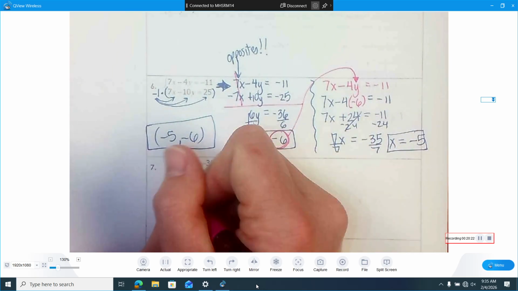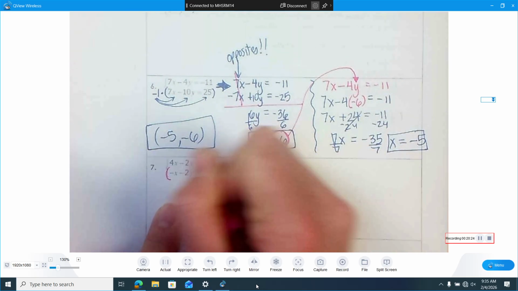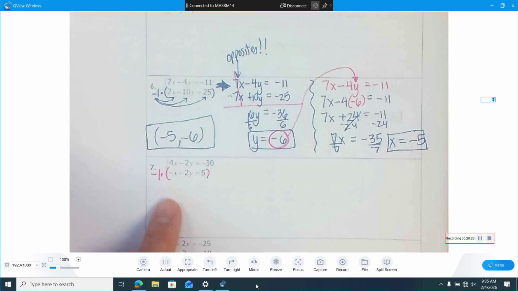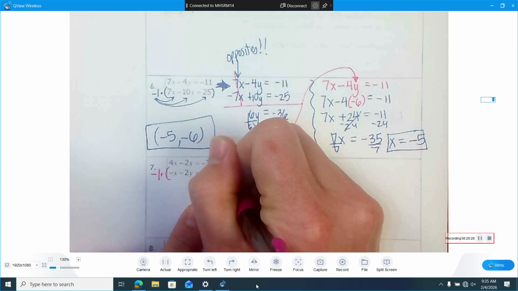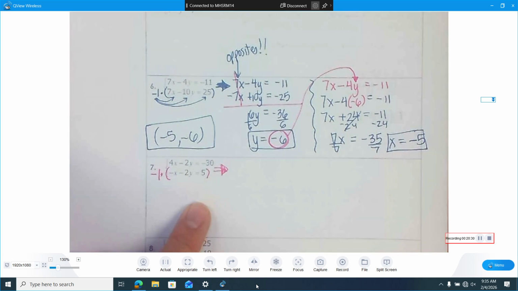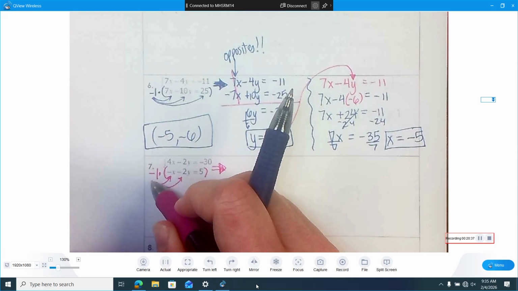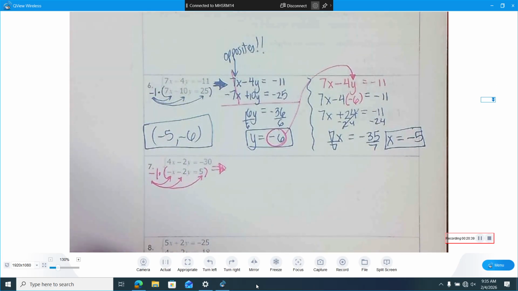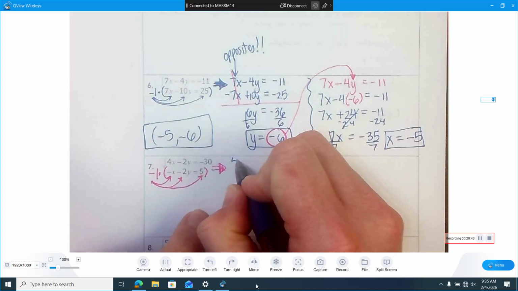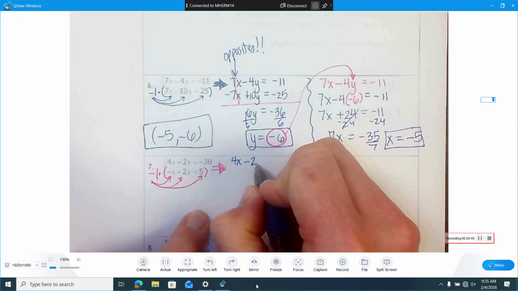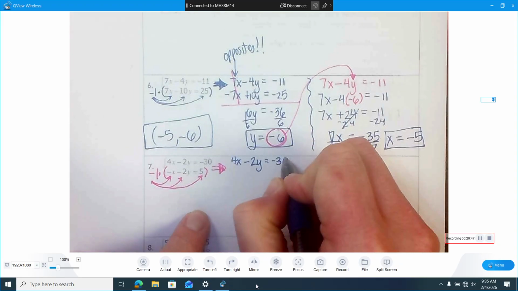Make them opposites by multiplying by negative 1. Multiplying through by a negative. All right. So I can do either equation. I'm just going to do the bottom equation so I can draw my little arrows that we've got to share that negative 1 everywhere. Am I doing anything to the top equation? No. So I'm just going to rewrite 4x minus 2y equals negative 30.